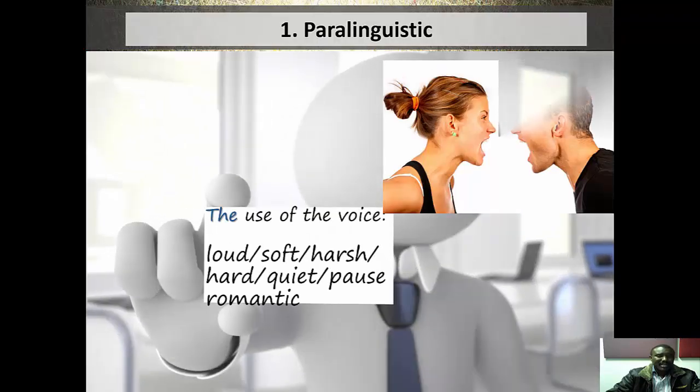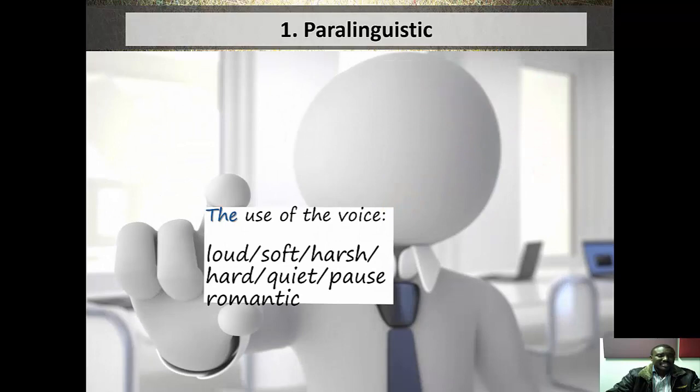The first one, paralinguistic. This has to do with the use of your voice. The loudness, the softness, the harsh, quiet, or romantic. There are various ways of telling somebody, I love you. You can shout, I love you. That kind of I love you, it's sort of trying to make fun of the person. It's not a sincere one.